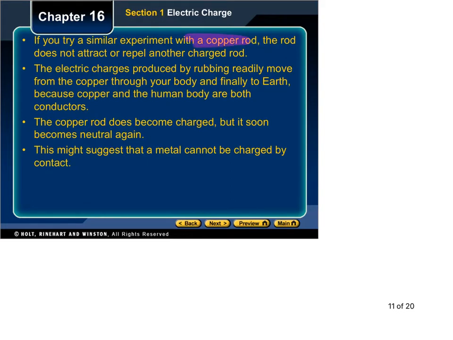the rod doesn't attract and repel another copper rod. That's because the electric charges produced by rubbing readily move from the copper through your body and finally to the earth, because copper and the human body are both good conductors. So the charges just flow through. The copper rod does become charged, but it soon becomes neutral again. So it doesn't stay charged very long. This might give us the idea that metals can't be charged by contact.